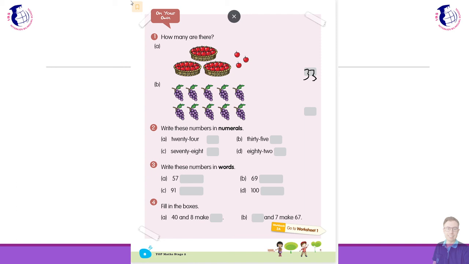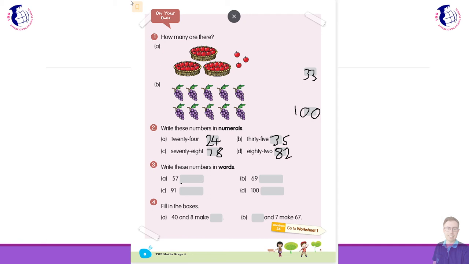Grapes, these are bunches of 10 again. So 10, 20, 30, 40, 50, 60, 70, 80, 90, 100. 100. Write these numbers in numerals. 24 should be a 2 and a 4. 35 should be a 3 and a 5. 78 should be a 7 and an 8. 82 should be an 8 and a 2.